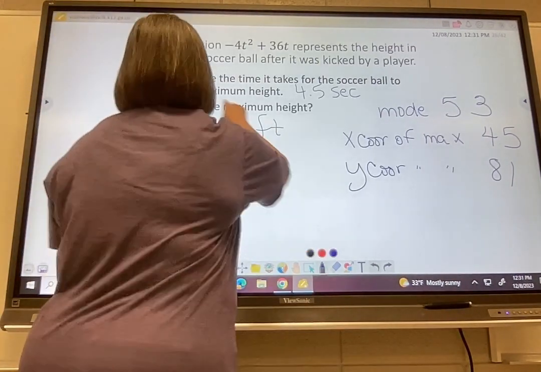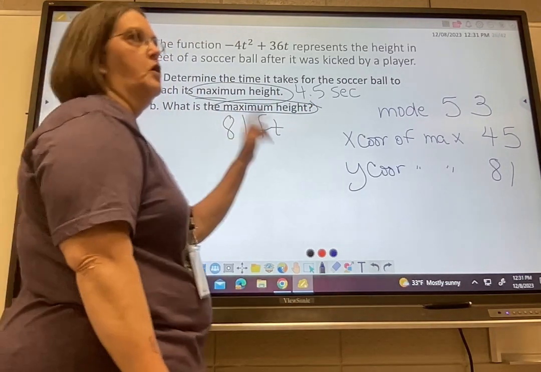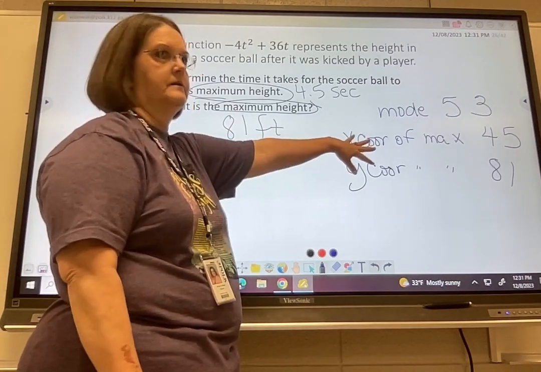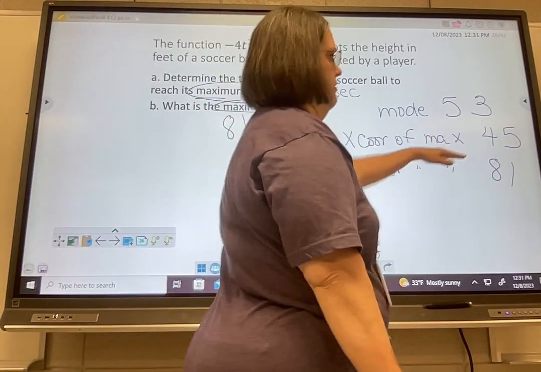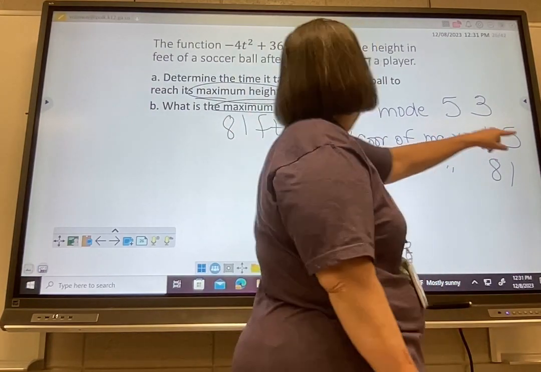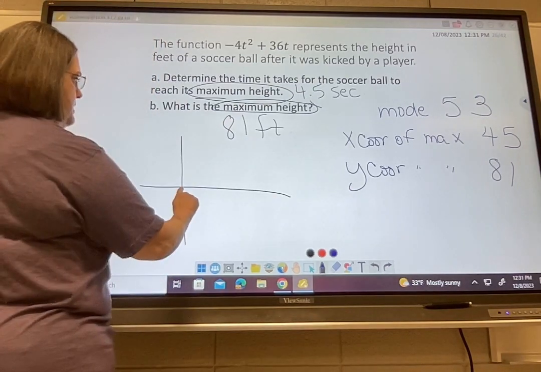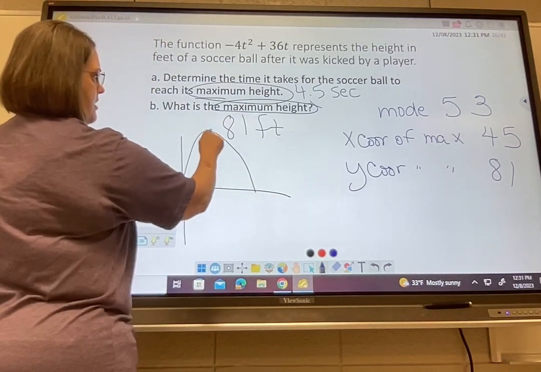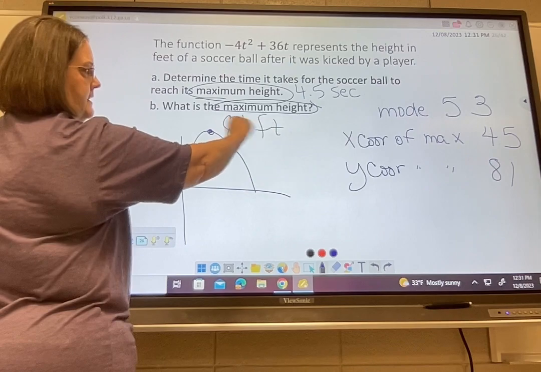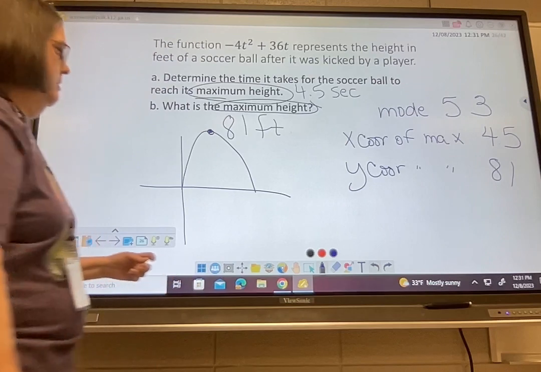We're talking about maximum height. That means we're talking about the vertex. So the third and fourth things that pop up on Mode 5.3 are the x and y coordinates of your vertex. It'll say x coordinate of maximum value, and then the next one says y coordinate of maximum value. So that's 4.5. That's the time it takes for the soccer ball. When we do our thing, the time it takes for a soccer ball to be right here, that's at 4.5, okay? And the maximum height is 81 feet. That's going to be the y coordinate. Now look and read that graphic organizer I gave you.